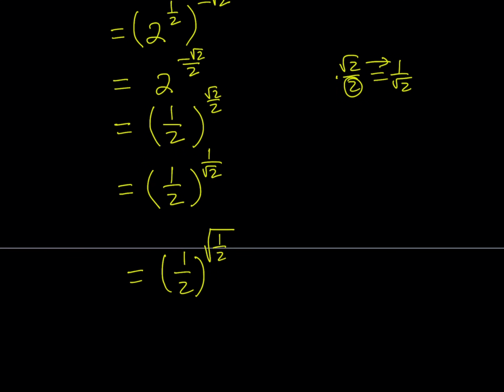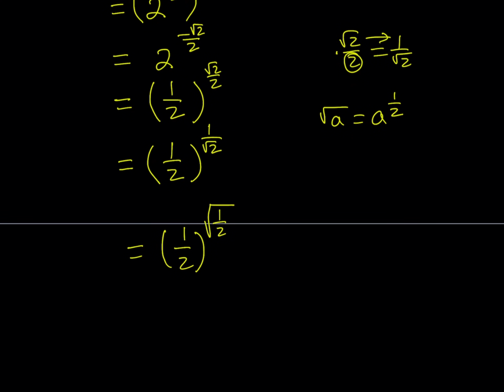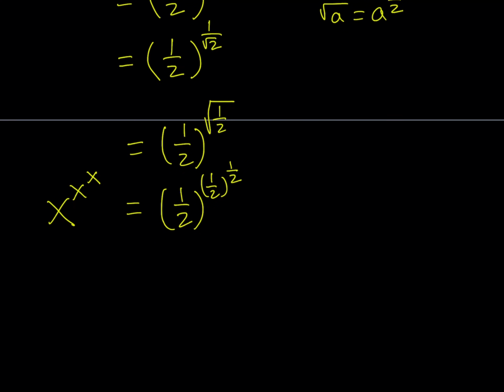As you know, if we have a positive quantity and it's square rooted, then we can write it as something to the power 1/2. In other words, square root of a can be written as a to the power 1/2, as long as a is greater than or equal to 0. So then I can write the square root of 1/2, which is the exponent, as 1/2 to the power 1/2. And this is the critical part, because now we have on the left hand side x to the power x, and the right hand side is 1/2 to the power 1/2 to the power 1/2. Great. So this indicates that x equals 1/2.